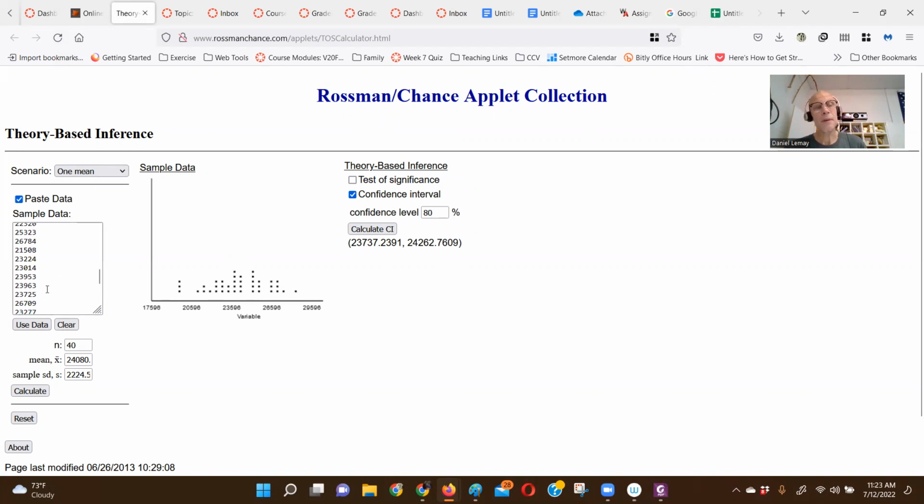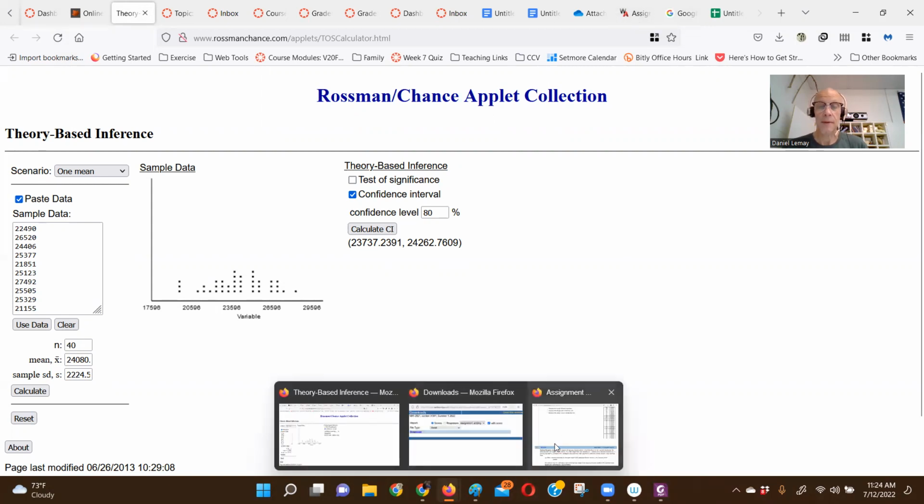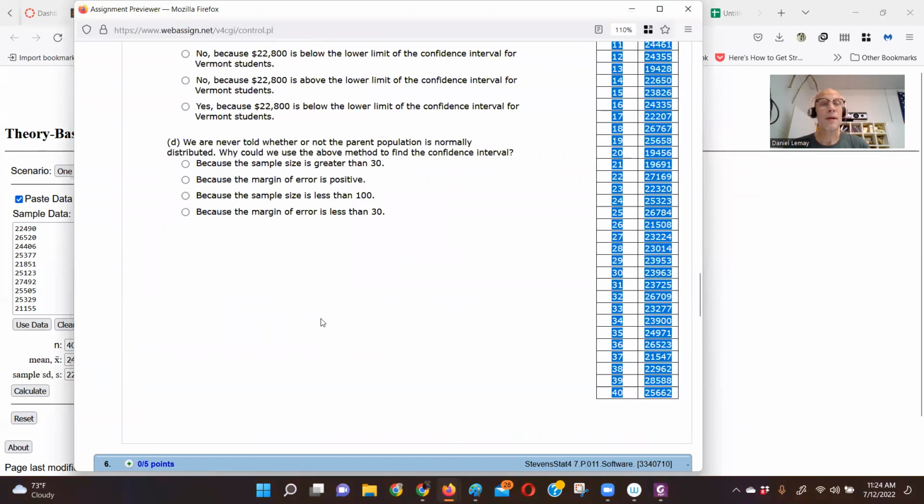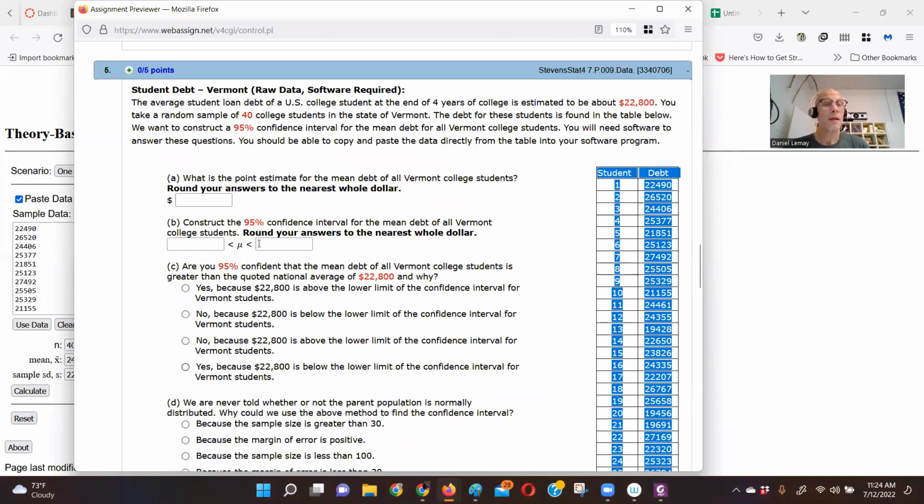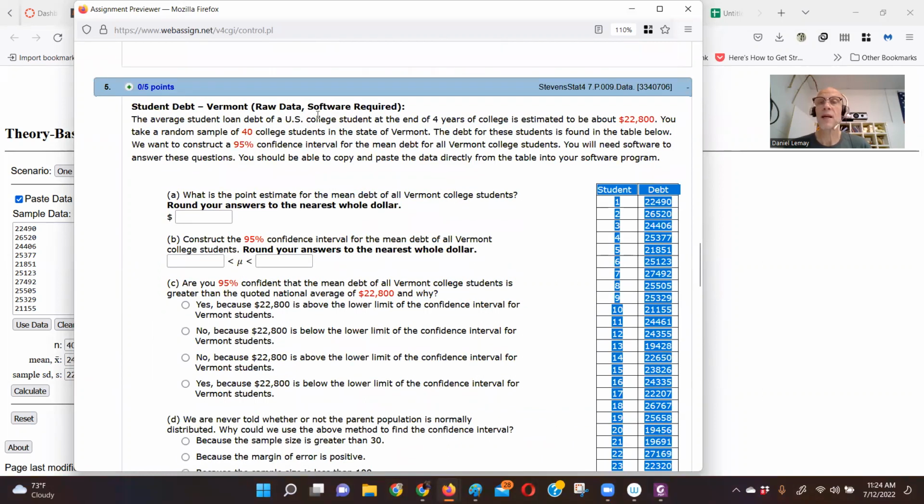So what I did is I pasted in that data. I clicked use data. There's the mean. There's the standard deviation. What do they want us to do? A 95%? No, I don't want to edit this time. They want us to do a 95% confidence interval.